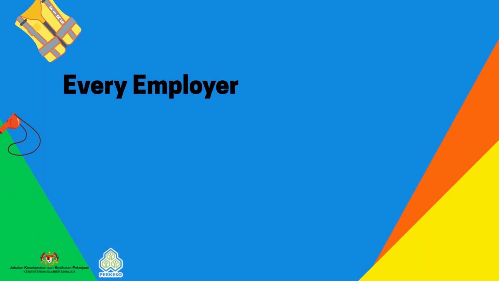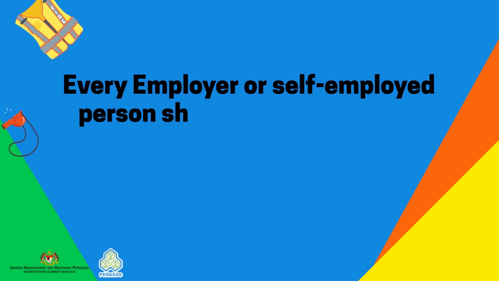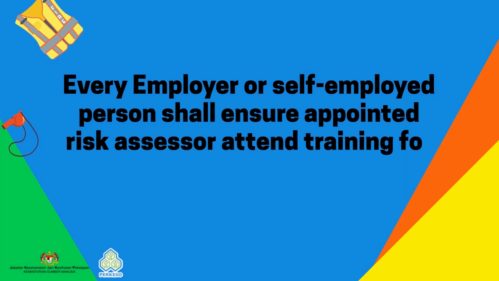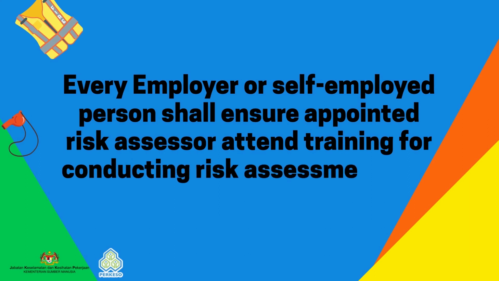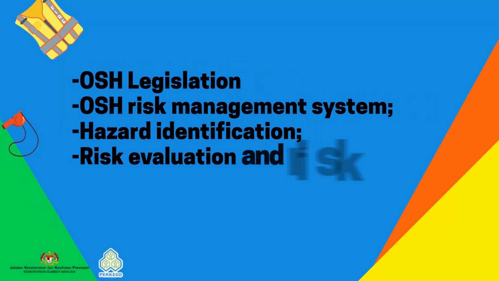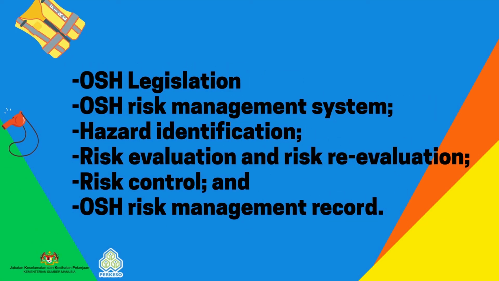Part 7 of this process is training. In the training phase, every employer or self-employed person shall ensure the appointed risk assessor attends training for conducting risk assessment. The scope of training should include OSH legislation, OSH risk management system, hazard identification, risk evaluation and risk re-evaluation, risk control, and OSH risk management record.